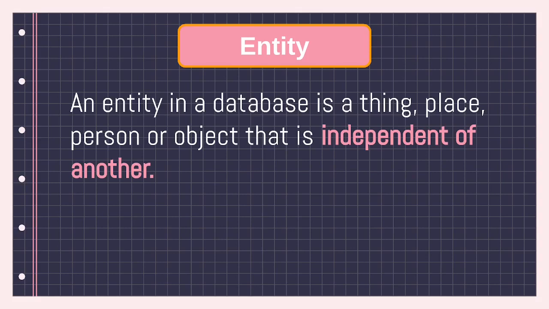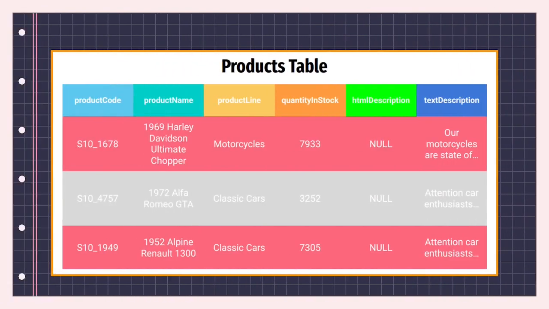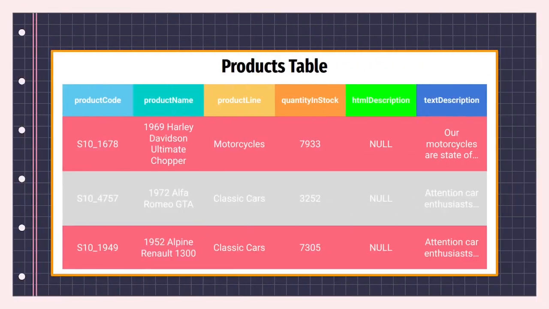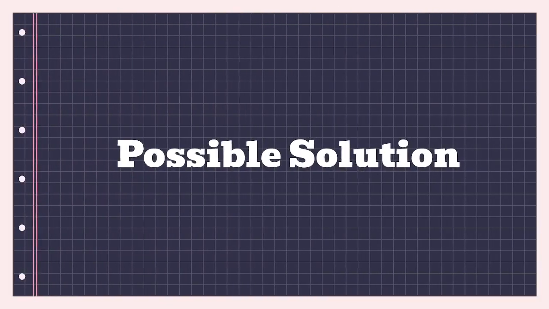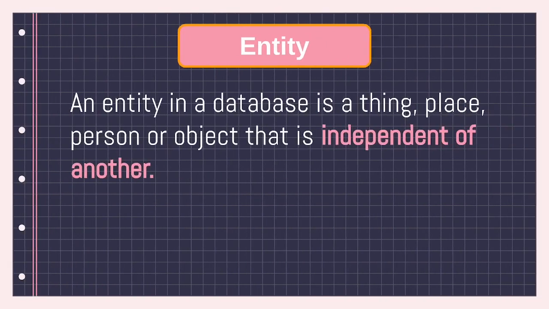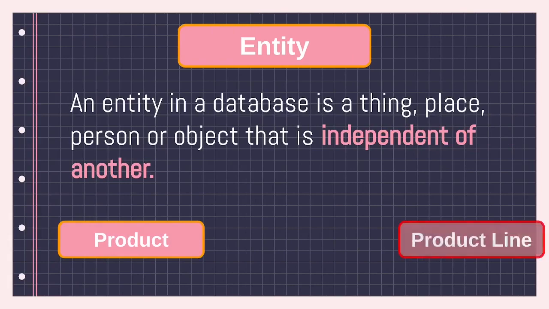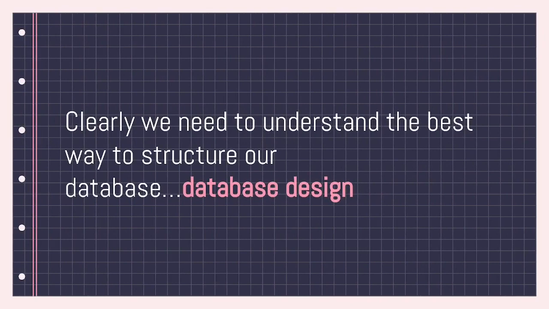For example, if I bring you back to these tables right here, you can see that we have merged these two tables into one, but the product line and the product are two different entities, right? They should be independent of each other, but in our case, we have merged them into one table, and that's giving us a problem of data duplication and data integrity. So an entity is just something that is independent of another. In our case, we have product being independent of product line, because these are two different things, so you can think of them as two different entities.